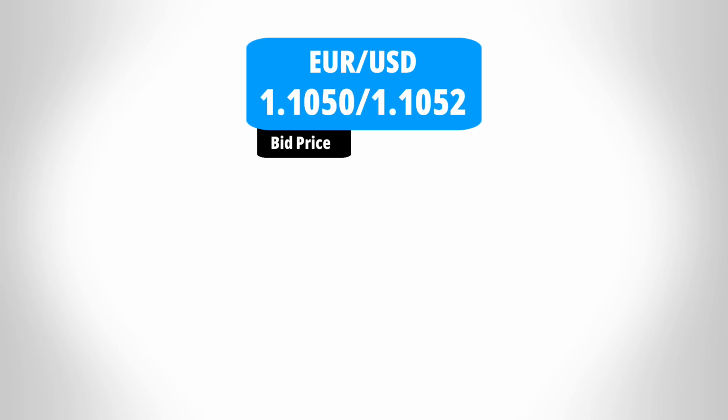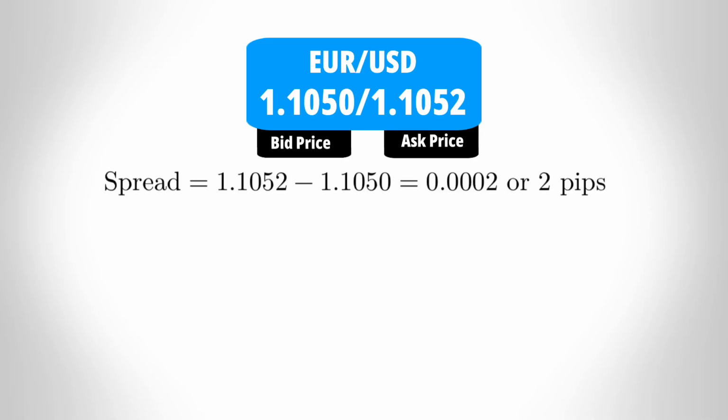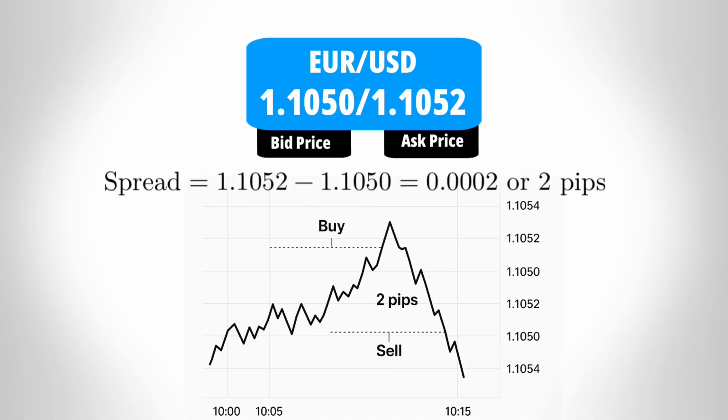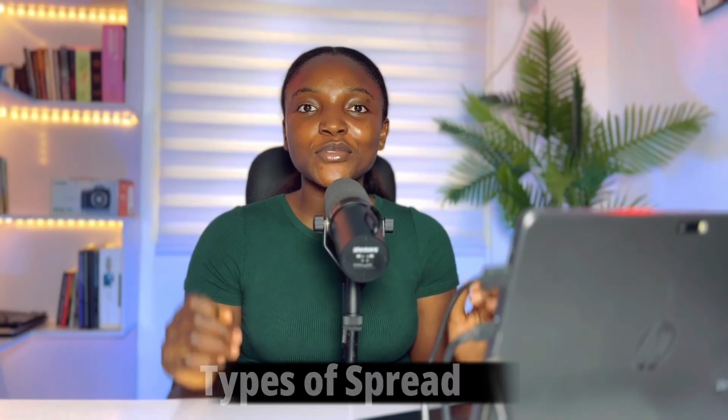Here's a quick example. Imagine you are trading Euro USD and the broker shows the bid price as 1.1050 and the ask price as 1.1052. The spread there is 2 pips. If you were to open a buy trade, you would enter at 1.1052, and if you immediately closed it, it would be sold at 1.1050, meaning you start off with a 2 pip loss. That sounds simple, right? But there's more to it, especially when you factor in the fact that there are different types of spread. So let's quickly see the types of spread.